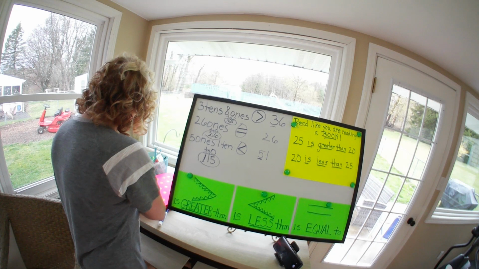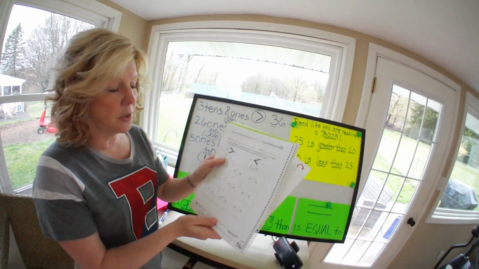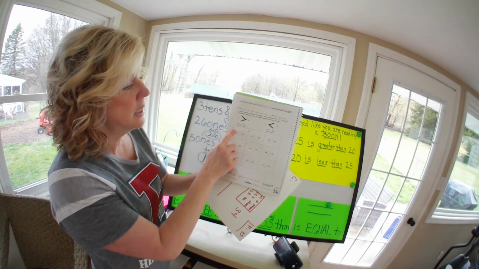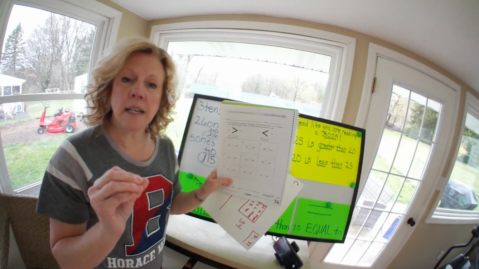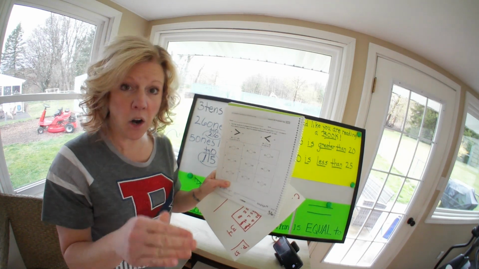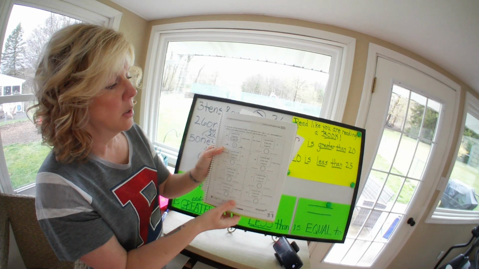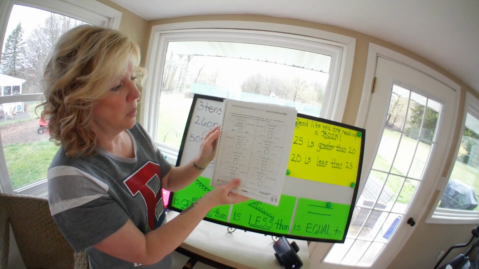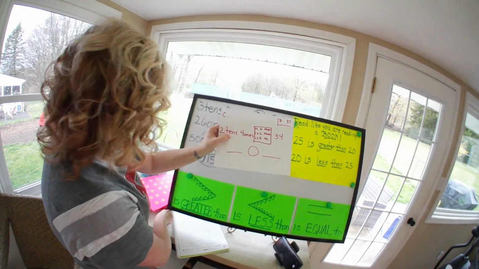Today's work is going to be on page 36 and page 37. So 36 looks like this. And all you're going to do is put the symbol in. You're going to make sure that the sign is opening up to the bigger number. Not hard, just watch your numbers. Okay? Then we're going to flip over here, and I'm going to do letter C with you. Okay? So, letter C looks like this on page 37.